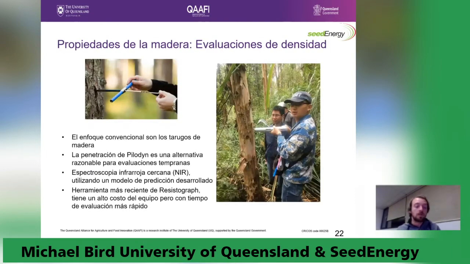For density, there are multiple methods to assess it. With wood cores, the conventional approach and the most accurate according to the literature for its correlation with whole tree density. Alternative methods such as Pilodyn only sample the outer wood, but have shown great correlations with wood cores. Another method, near-infrared spectroscopy, NIR for short, uses a developed model to predict density based on a sample. And the fourth method, resistograph, is a newer tool that has a large equipment cost, but once purchased, assessment is faster than other methods.